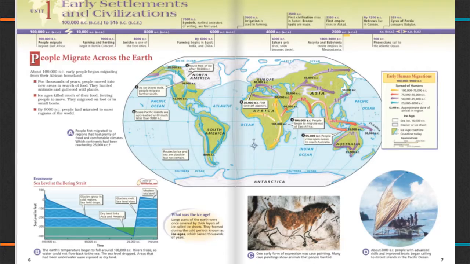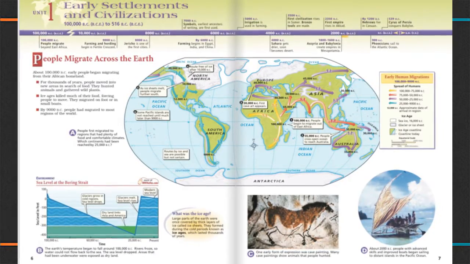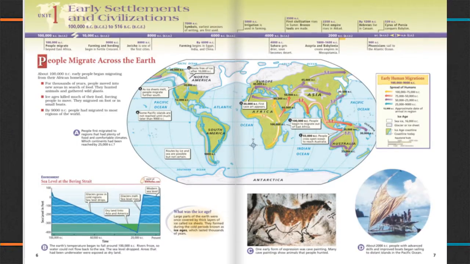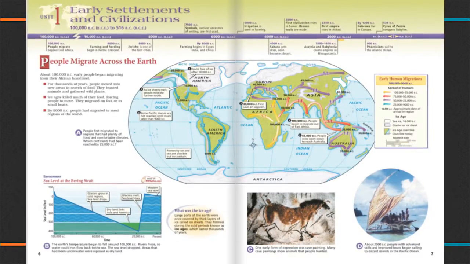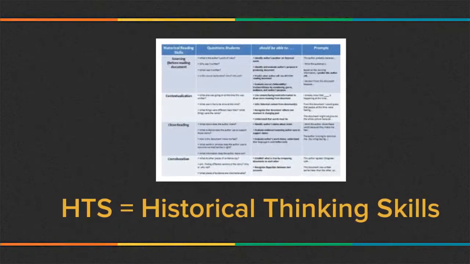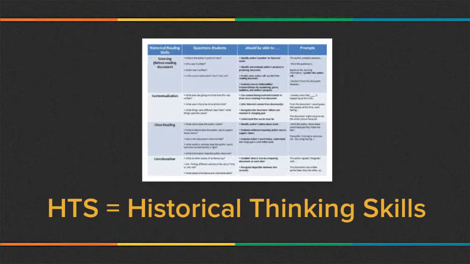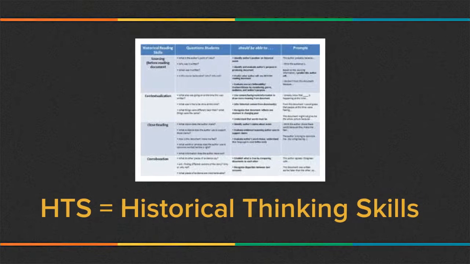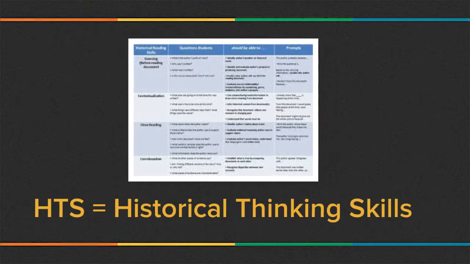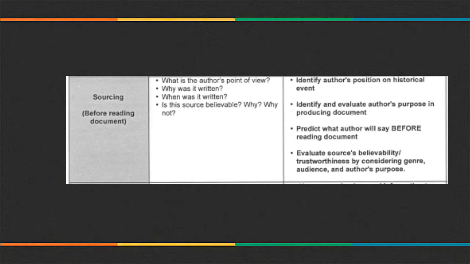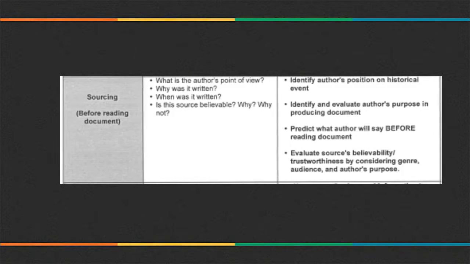Again, we have a class set, and then students can access the Atlas online, or they can check out a book copy overnight from the school library. Other skills we focus on are unique to social studies. These are called historical thinking skills, or HTS for short. These include skills like sourcing.